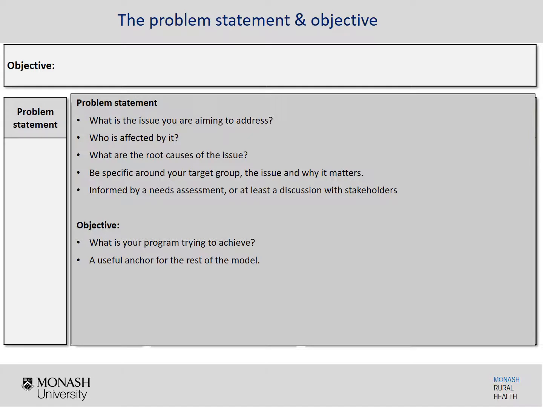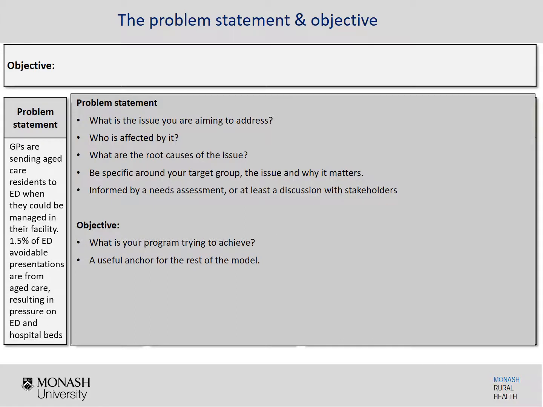So whether you're building your program logic model from left to right or right to left, always start with a problem statement. So this is really around the issue that you're trying to address, and the most important thing here is really around trying to make the statement informed either by a formal needs assessment or at the very least a discussion with stakeholders, maybe looking at the evidence to see what are the root causes of this issue, talking with clients or patients who are using your service. And then your objective is really your goal or your aim, and it's a useful anchor for the rest of the model.